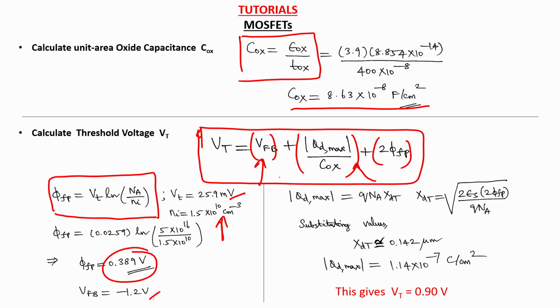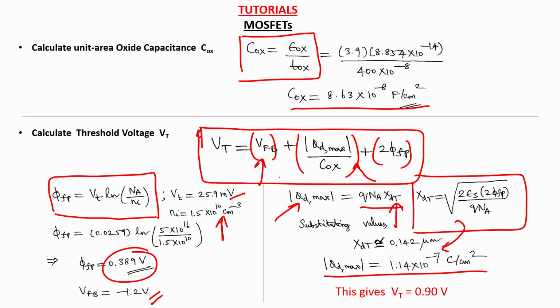And in the question you are also given that the flat band voltage is minus 1.2 volts. To calculate the threshold voltage, the other input you need is the depletion charge, which is nothing but Q na into xdt. You calculate this at the point where the maximum space charge width is achieved, where you have a relation involving φFp and Na. Substituting values, you get xdt, the maximum space charge width, to be 0.142 microns, and substituting further you get Qd, the depletion charge, in coulombs per centimeter square. Plugging in all the known values, you find the threshold voltage for the device to be 0.9 volts.